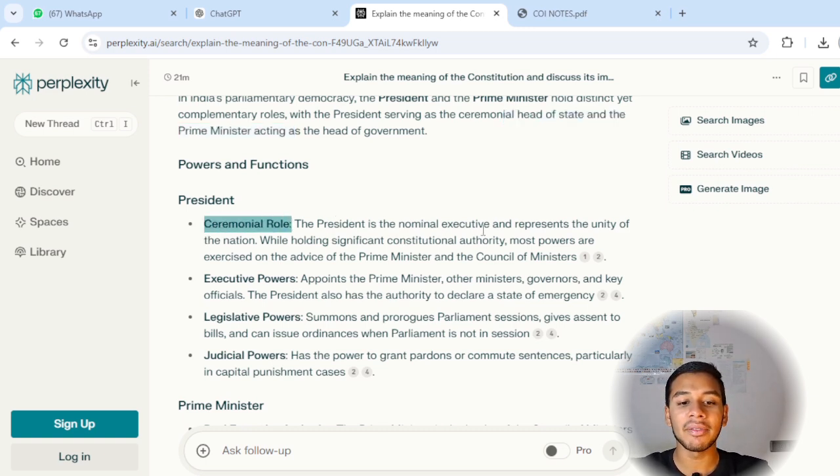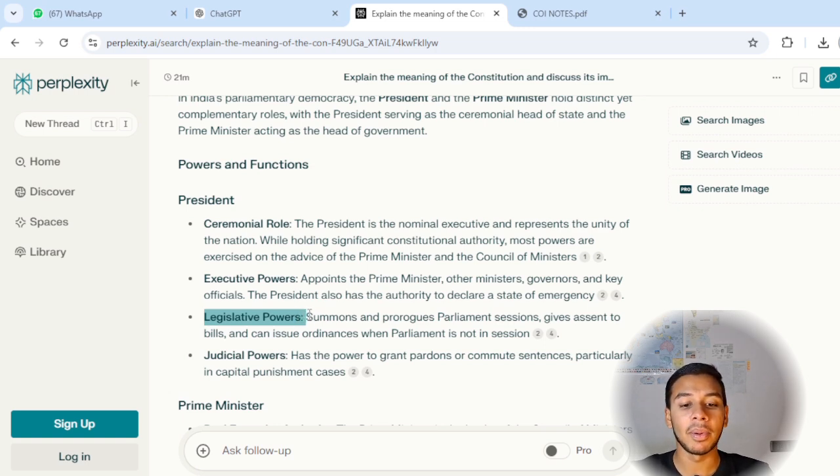Talking about the powers and functions of the President. The ceremonial role: the President is the nominal executive and represents the unity of the nation. While holding significant constitutional authority, most powers are exercised on the advice of the Prime Minister and Council of Ministers. Easy one. Executive powers: we talked about the fundamental concepts in the beginning itself. The President appoints the Prime Minister, other ministers, governors and key officials. The President also has the authority to declare a state of emergency.